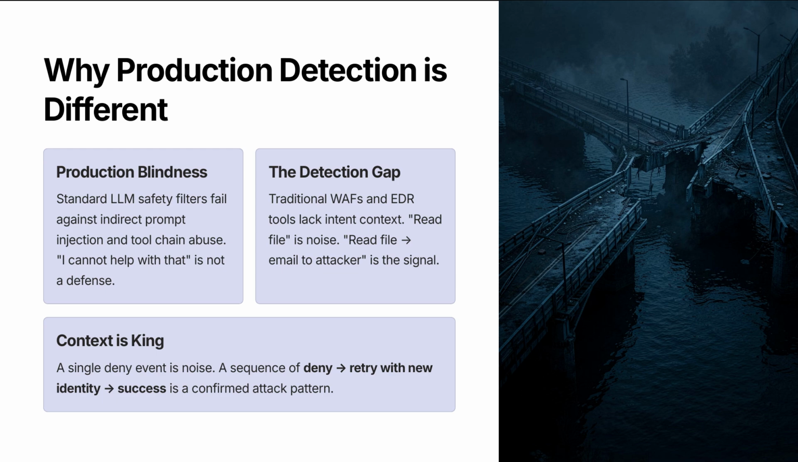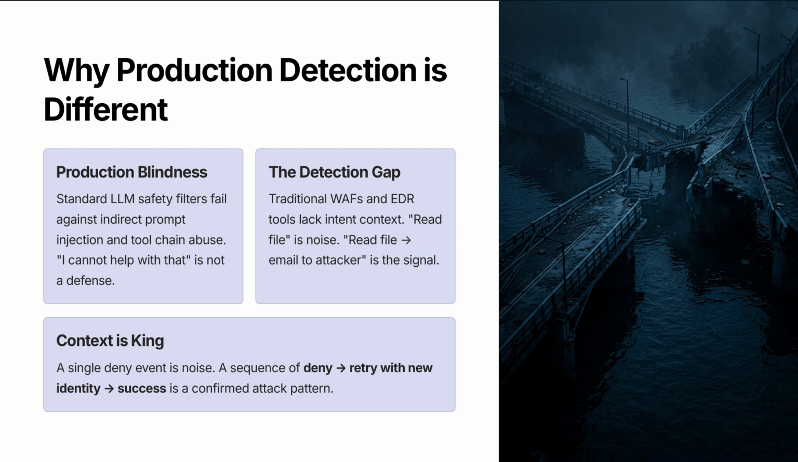There's also a detection gap. Traditional security tools like WAFs and EDRs can see technical events, but they usually can't understand agent intent. A file read by itself may look harmless. The real signal is in the sequence and purpose behind the action, like reading a file and then sending its contents to an attacker. That's why context is king.